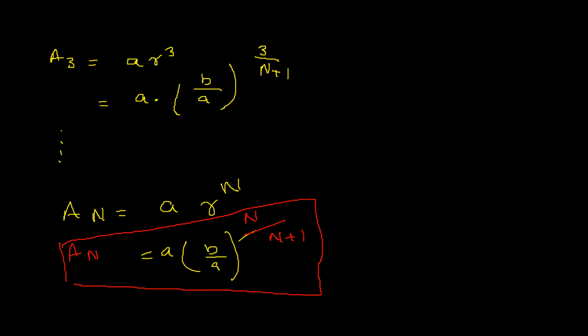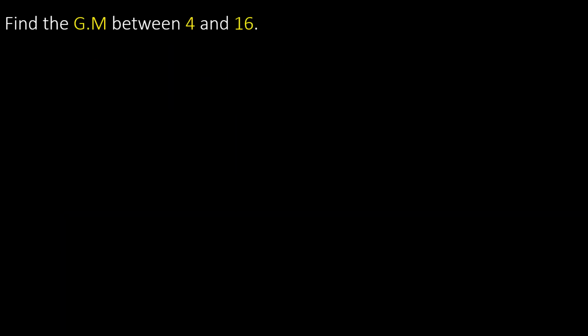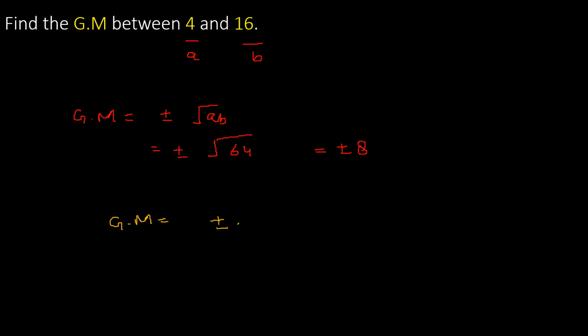Okay, so in this way we can find the n geometric means between any two numbers. So here the first question is to find the geometric mean between the numbers a equals 4 and b equals 16. Then we know that the geometric mean is nothing but plus minus under root ab. So by putting that, we get plus minus under root 4 times 16, which is 64, which makes it plus minus 8. Thus, from here we can conclude that the answer for this question is plus minus 8.